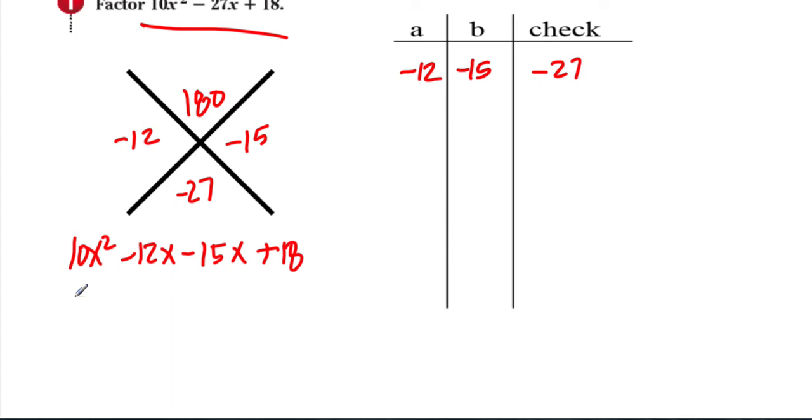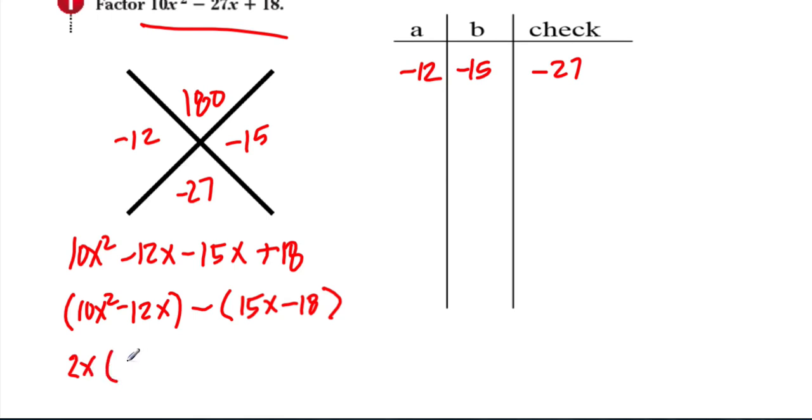Then we group them, 10x² - 12x minus, okay, look carefully when I start grouping this number. Okay, remember, you're distributing the negative 1. So if you're grouping them, you're doing the opposite. So you factor out negative 1. So this becomes 15x - 18. Okay? And then find the GCF. GCF would be 2x, left with 5x - 6. And then factor out 3.